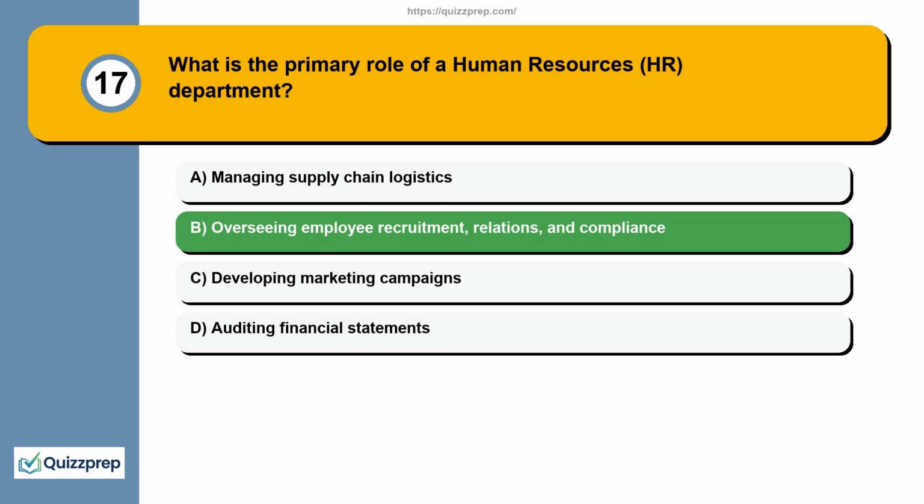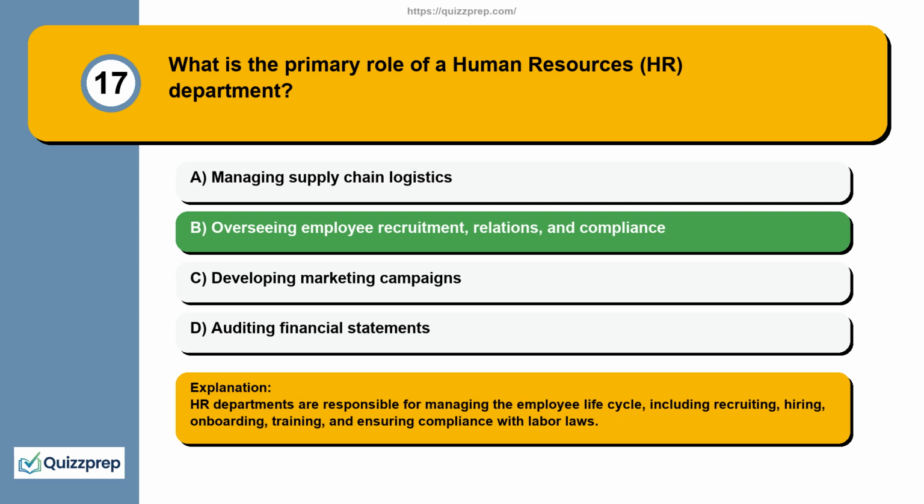The correct answer is option B. Overseeing employee recruitment, relations, and compliance. Explanation: HR departments are responsible for managing the employee lifecycle, including recruiting, hiring, onboarding, training, and ensuring compliance with labor laws.